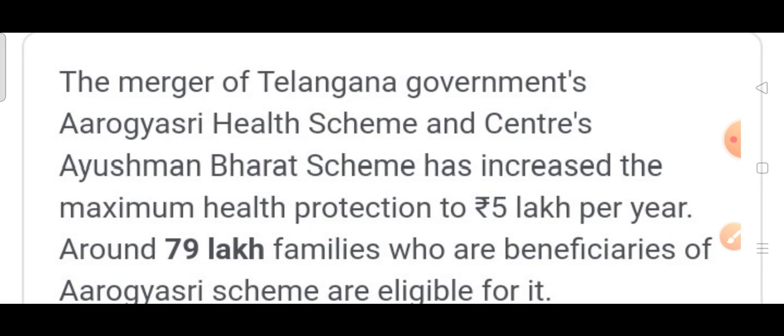The merger of the Telangana government's Arogyasri Health Scheme and the Center's Ayushman Bharat scheme increased the maximum health protection to 5 lakhs per year. Around 79 lakh families who are beneficiaries of the Arogyasri scheme are eligible for it, so they can also get the benefits by following this Ayushman Bharat scheme. Those people who had the RGC scheme are also eligible to get the benefits.